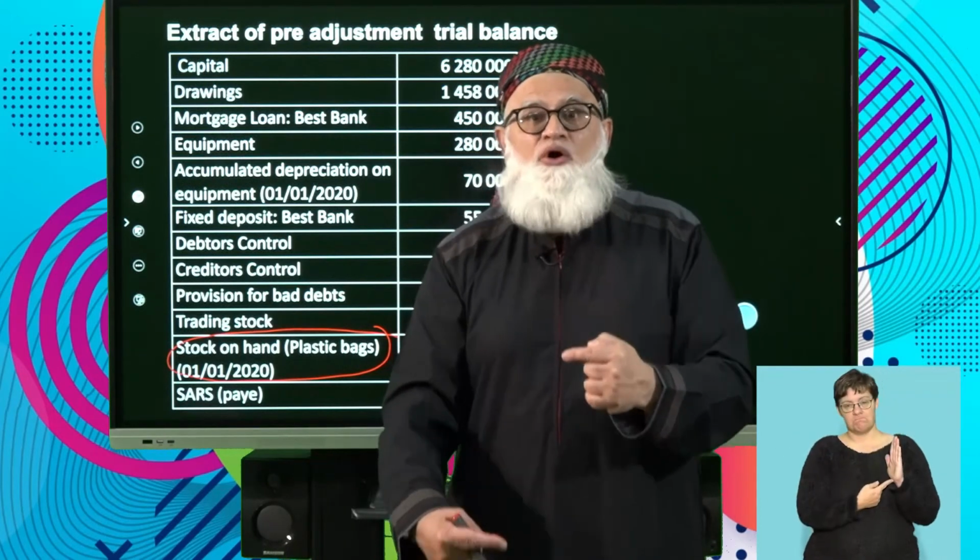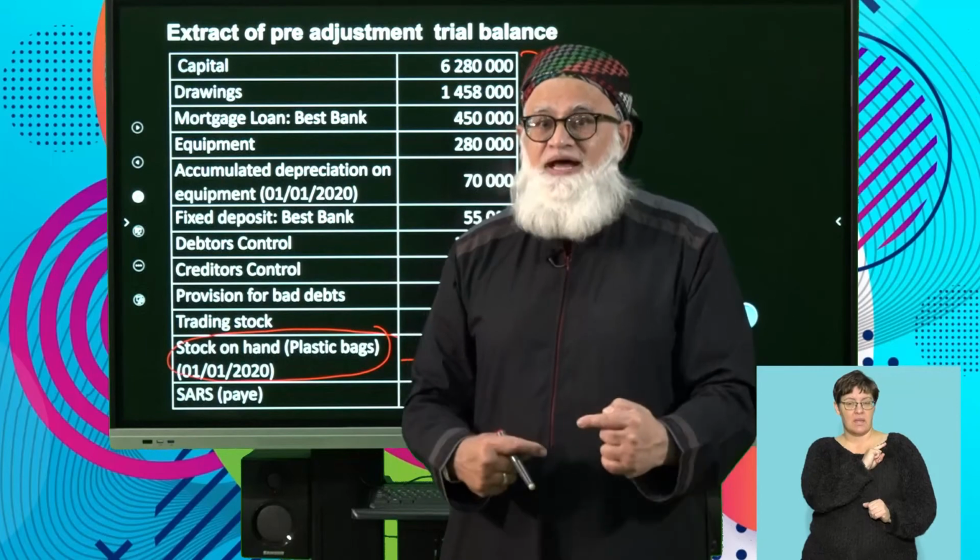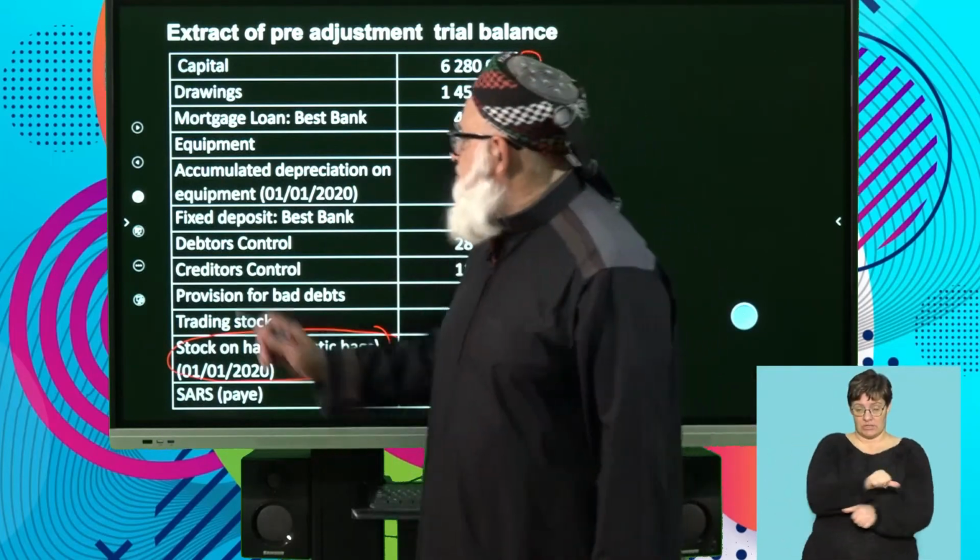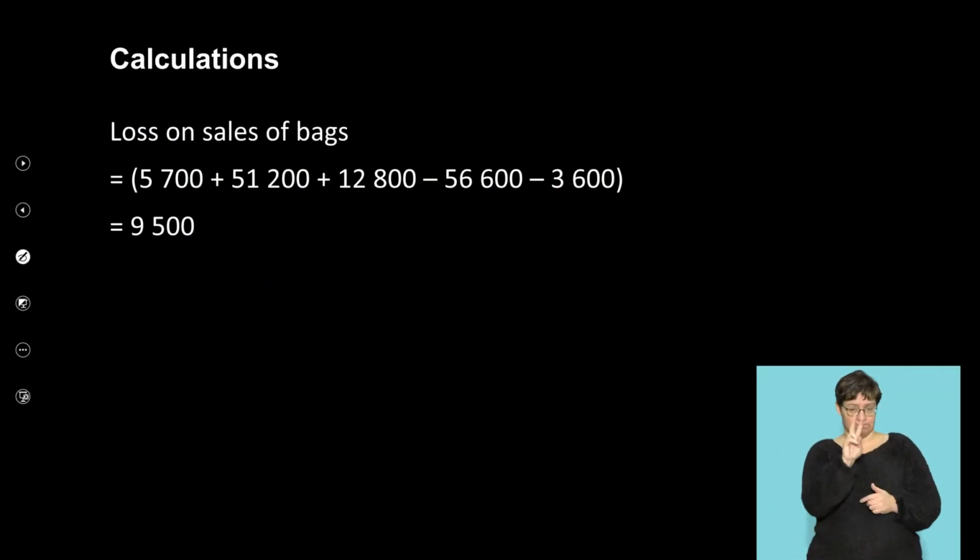Therefore, I now have to do the reversal, right? What's my reversal? Watch here. So I start off by saying 5,700. What was that? My reversal. So let me mark it with an R so you know what that is. Right. What else do I know?